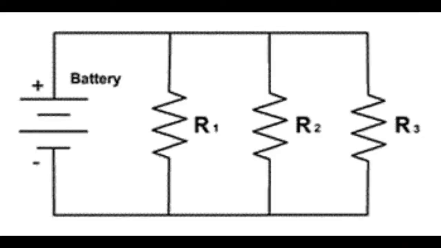From this we can conclude that the whole resistance is equal to the sum of the individual resistors, and the total resistance is always greater than the individual resistance. Now resistors in parallel. Resistors can also be connected in parallel. Let's see how it's done.